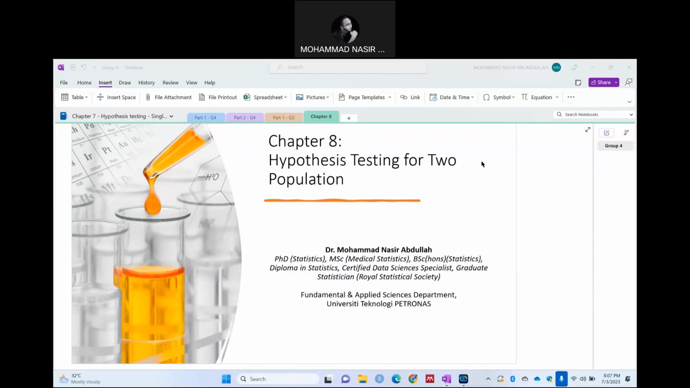Right. So last week we already looked into chapter number 7. Chapter number 7 is about hypothesis testing for single population.